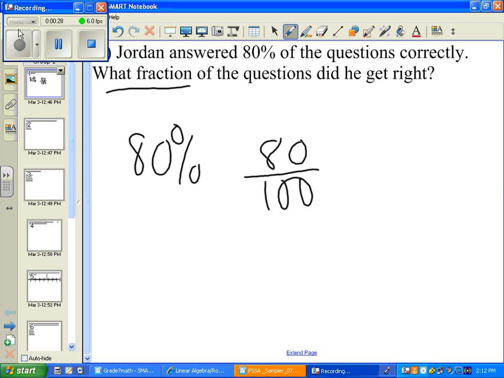And we can reduce this 80% into 8/10, or dividing by 2, 4/5. So the percent that this person got correct was 4 out of 5, or 4/5.